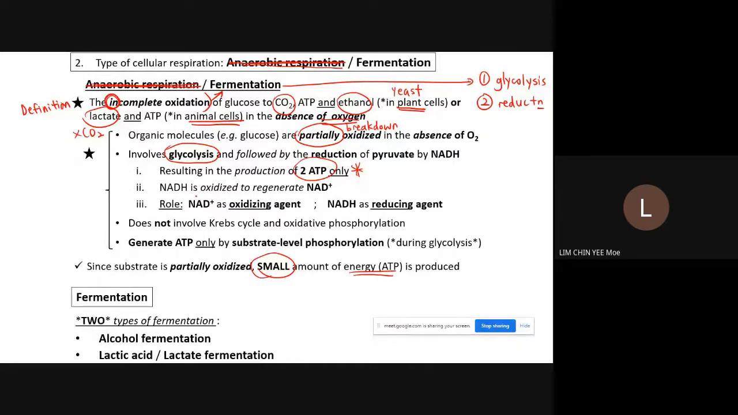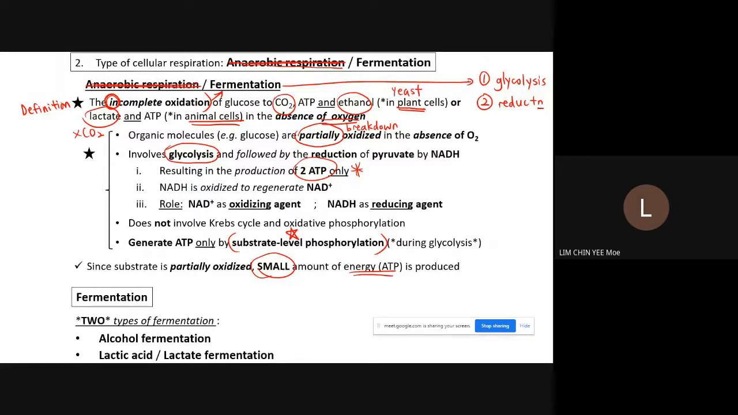And now, again, we will have to remember the role of NAD plus as the oxidizing agent and NADH as the reducing agent. In this case, it does not involve Krebs cycle and oxidative phosphorylation. Tak ada link reaction, tak ada Krebs cycle, tak ada oxidative phosphorylation, semua tak ada. Dia hanya ada glycolysis sahaja. So, class, what do you think? The production of ATP is only through substrate level phosphorylation sahaja.